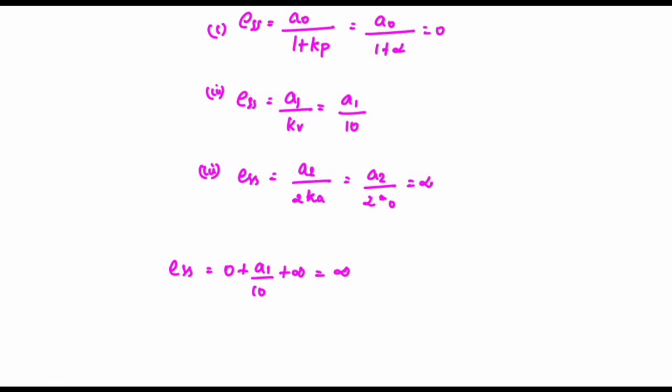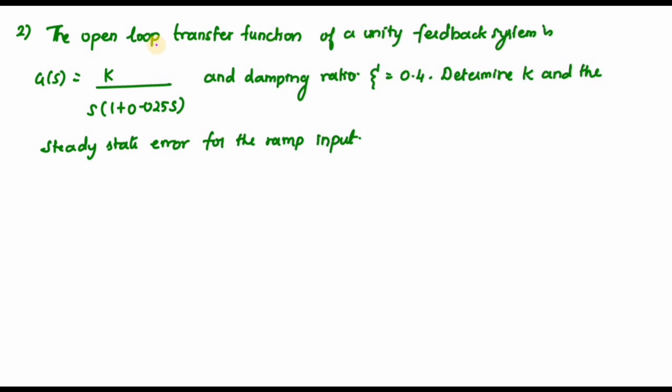Now let me go for the second problem. The question is: the open loop transfer function of a unity feedback system is G(s) equal to K divided by s into (1 plus 0.025s), and the damping ratio is equal to 0.4. Determine the value of K and the steady state error for the ramp input.